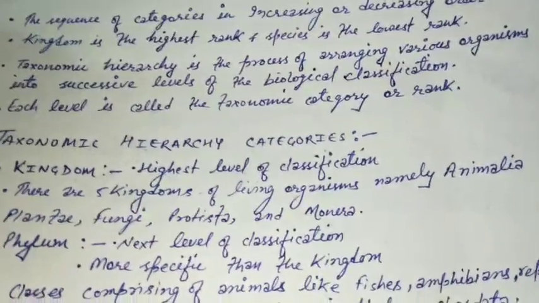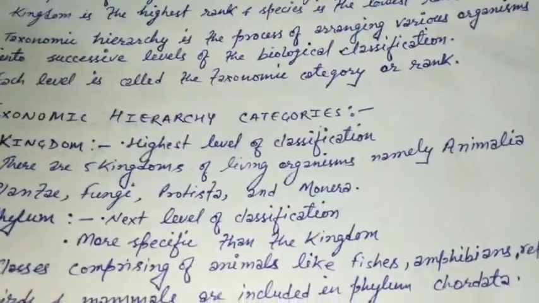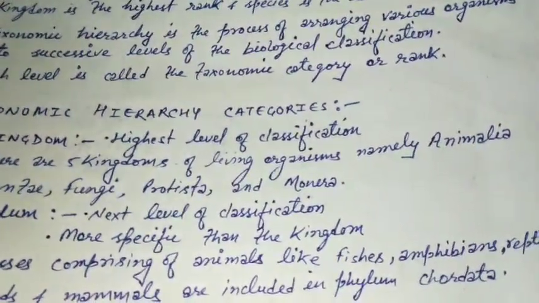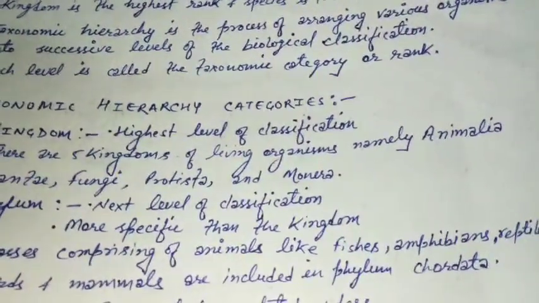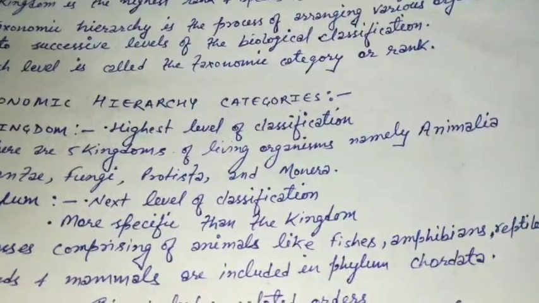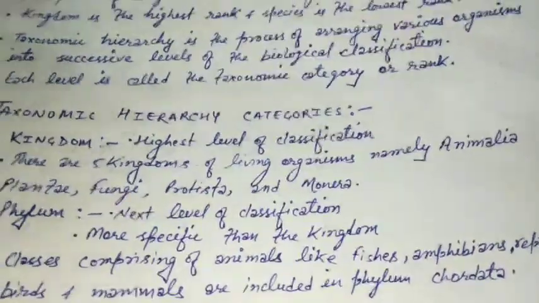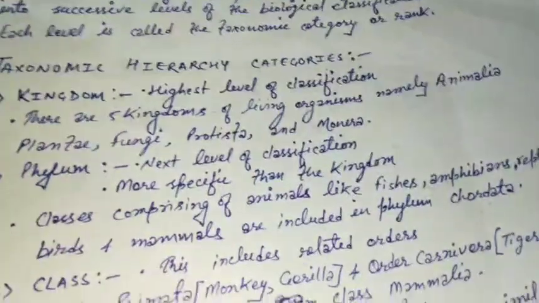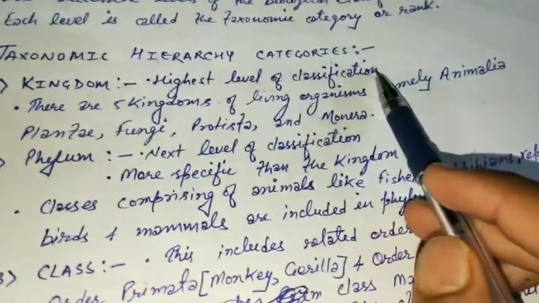Now we should talk about the categories included in taxonomic hierarchy. It is either in ascending order or descending order, from highest rank to lowest rank, or from the lowest rank to highest rank. So first we talk about the highest rank. The highest rank is kingdom, and kingdom is the highest level of classification.